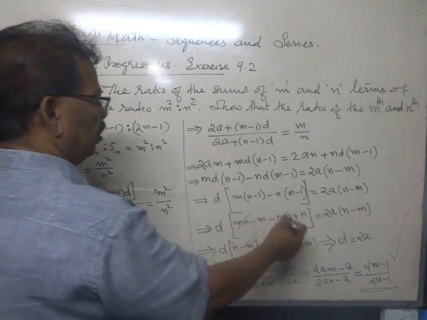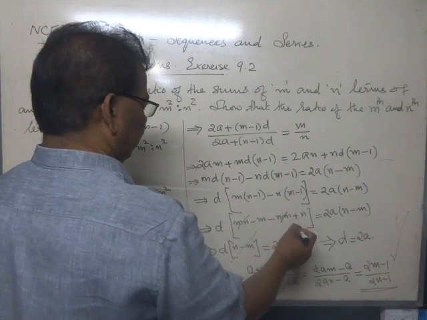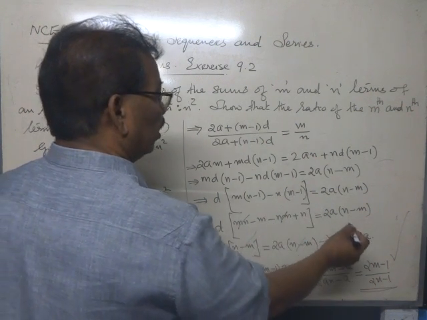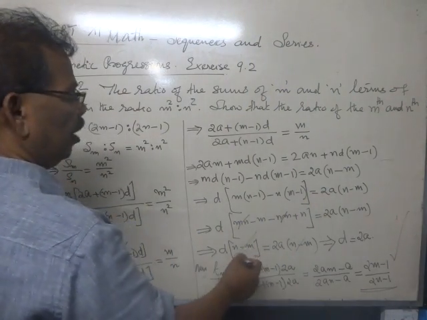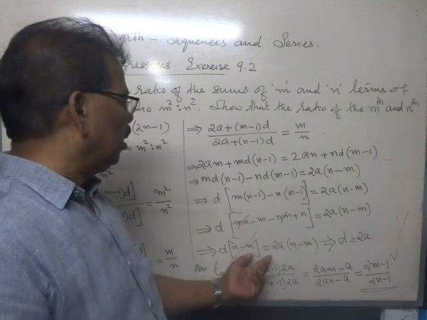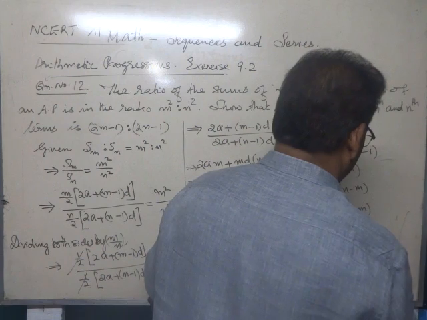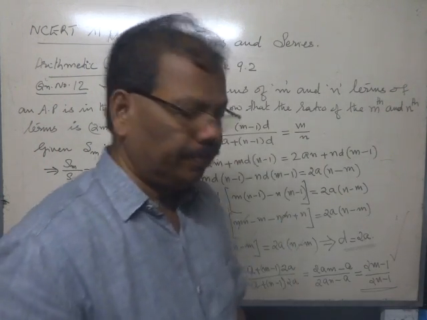Now mn minus mn is 0, then on the left it is d into n minus m. On the right it is 2a into n minus m. We can divide both sides by n minus m. Then d becomes 2a. d is equal to 2a.